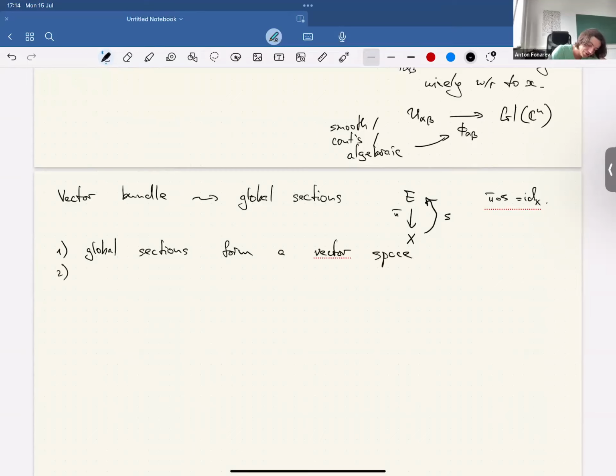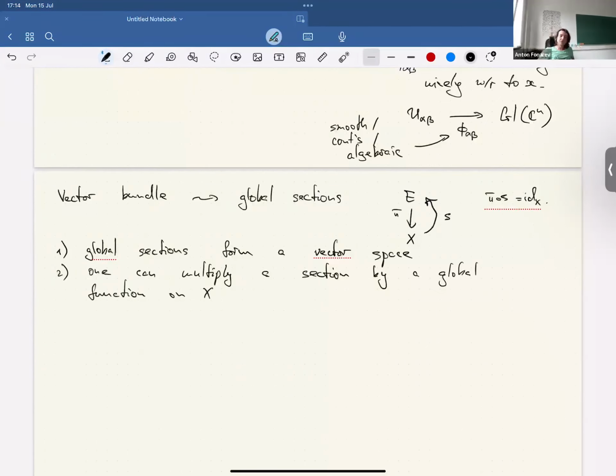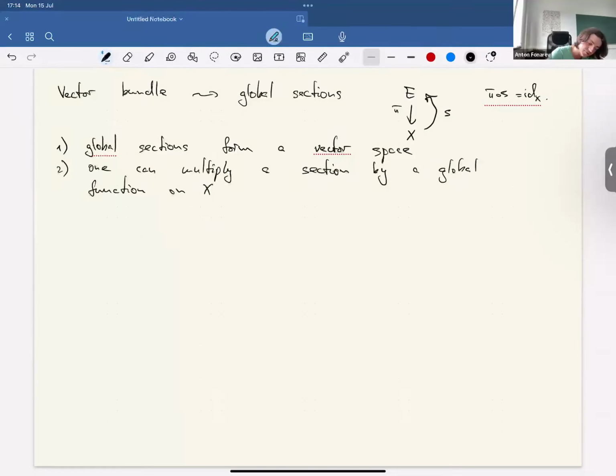And second, actually, one can multiply a section by a global function on X. So the problem in all cohomology in algebraic geometry basically comes from the problem of computing global sections of various algebraic bundles and not only. So if these two things are satisfied, what you immediately get is that global sections, which I will denote by gamma of X of the bundle E, is a module over the ring of global functions.